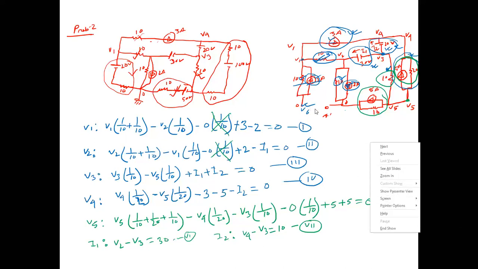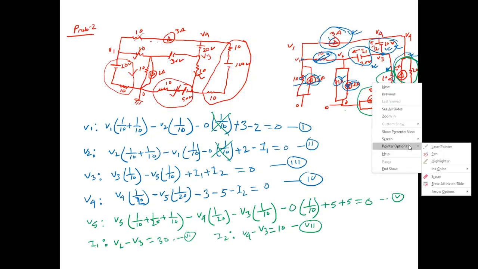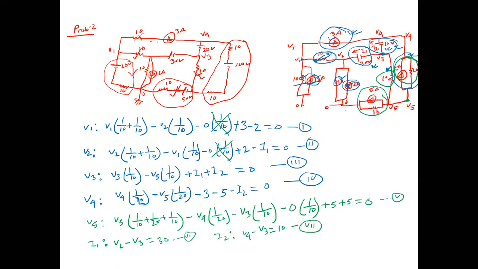So ground means 0. This is the 0. Clear? If ground is not used, then the name is V6. Then we must use V6. V6 is equal to 1 by. All are clear?